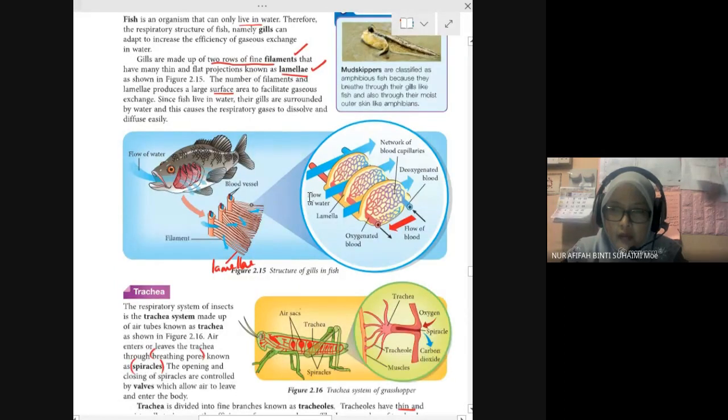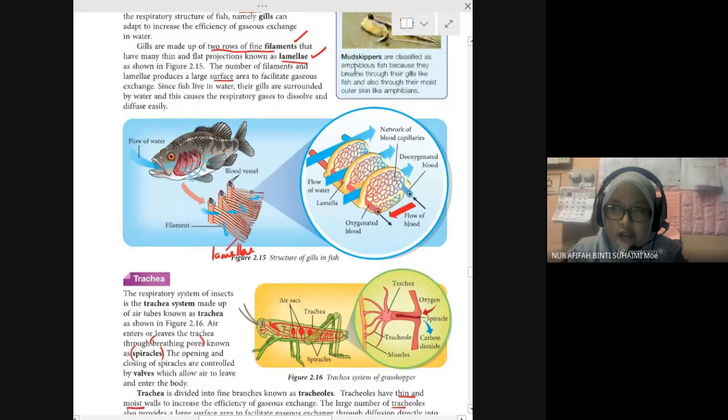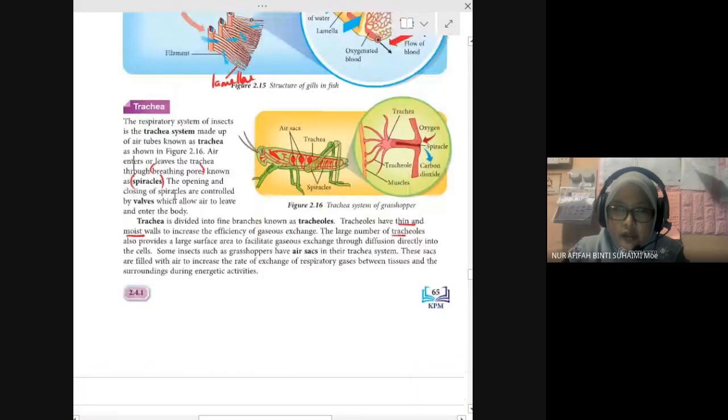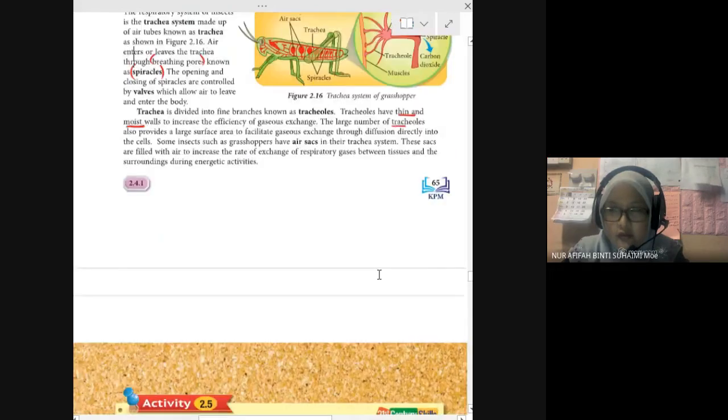Okay, fish senang sahaja, got filament and lamellae. Lamellae got a large number that produce a large surface area. Okay, trachea consists of spiracle, which is their breathing pores. Also got trachea and tracheal. This tracheal allows the exchange of gases because it has a thin and moist wall. They also got a large number of tracheals and also have air sacs.